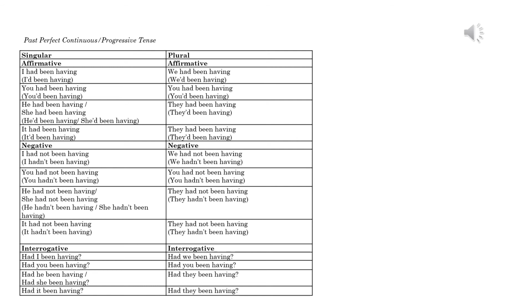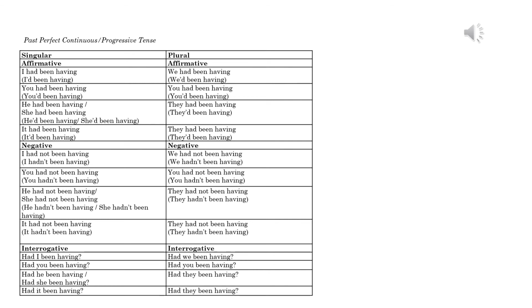Past perfect continuous or progressive tense. Affirmative. I had been having. I'd been having. You had been having. You'd been having. He had been having. She had been having. He'd been having. She'd been having. It had been having. We had been having. We'd been having. You had been having. You'd been having. They had been having. They'd been having.